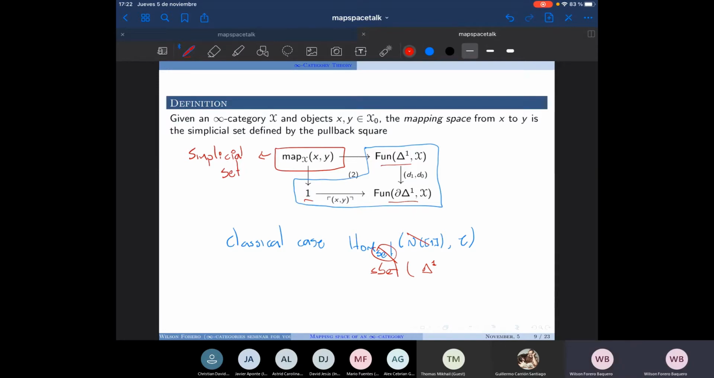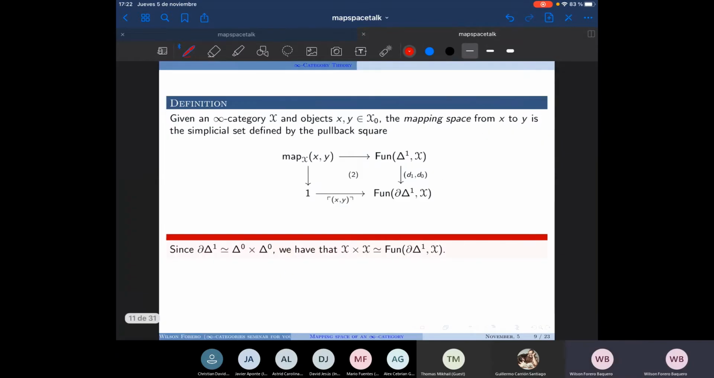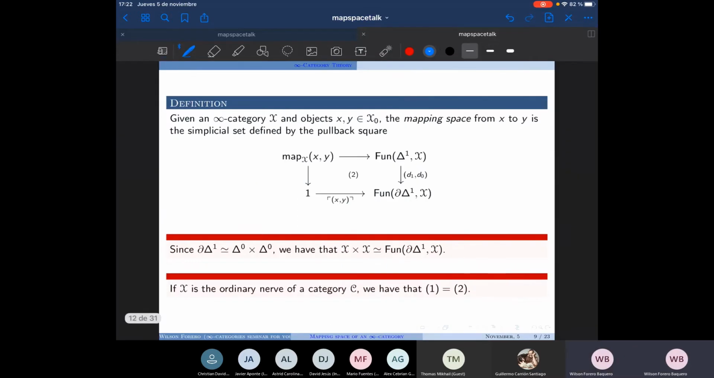Well, I will continue. Okay, so in the literature, it's usual to find that people don't write the functor category from the boundary of Delta 1 to X. They prefer to write the following product. That happens because we have this isomorphism, the blue box. And another observation is easy: when X is the ordinary nerve of a category, we have that the pullback 1 is equal to the pullback 2.